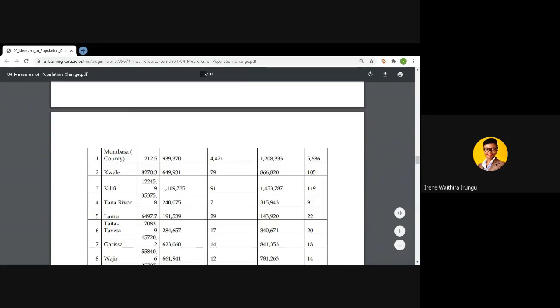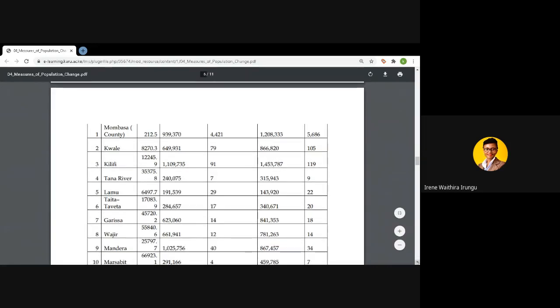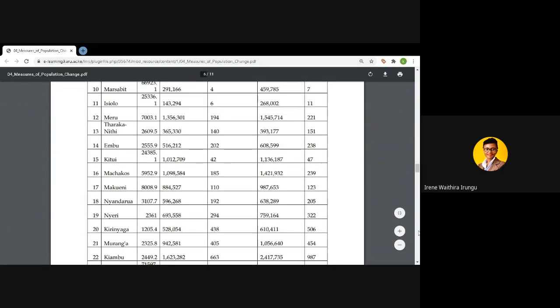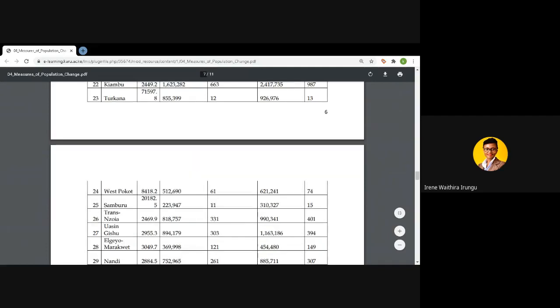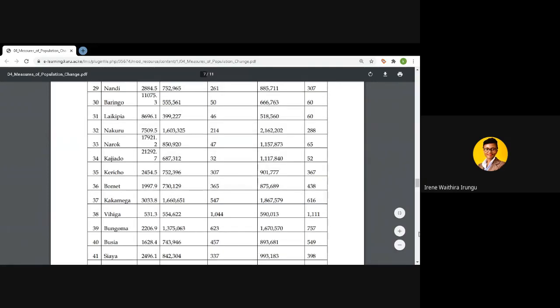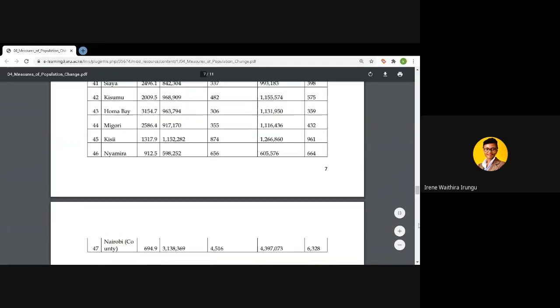So again, we have another county. Now, is there another county? So that's an increase, that's an increase. So it seems for Lamu, I don't seem to see any other county where we've had a decrease in the population density, but how we infer the information is actually based on that.